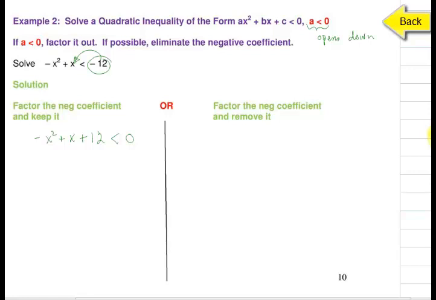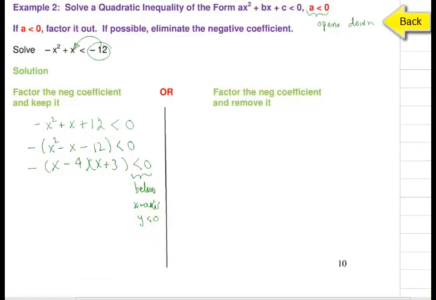Okay, so let's take a look at factoring our negative out. So we'll pull that out. That leaves us with x squared minus x minus 12 is less than 0. And then we will factor, and we will get x minus 4 and x plus 3. Okay, now remember this less than 0 means below the x-axis, where y is less than 0.